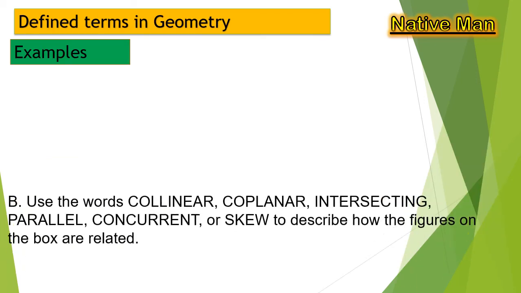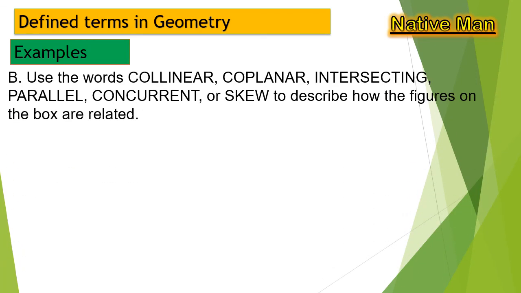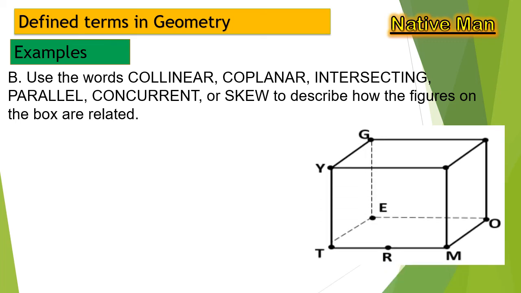Example B. Use the words collinear, coplanar, intersecting, parallel, concurrent, or skew line to describe how the figures on the box are related. So, this is the box. At each corner of the box, there is a point name. And if you notice, the edge of the box represents a line, and the corner represents a point.